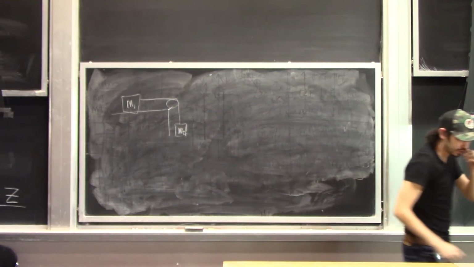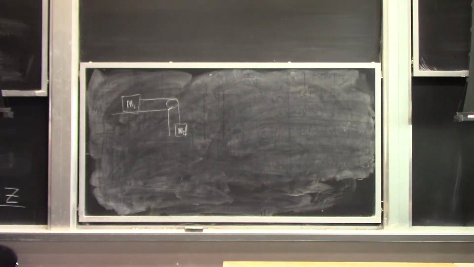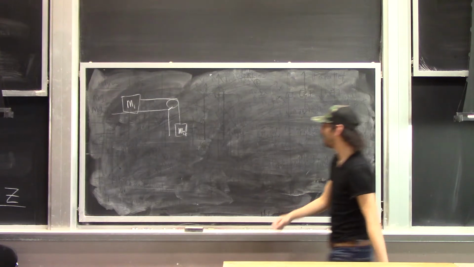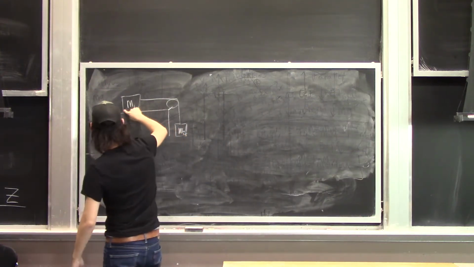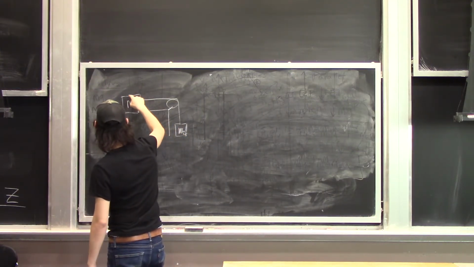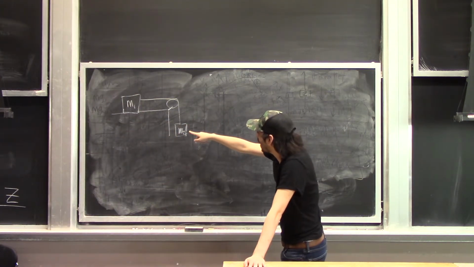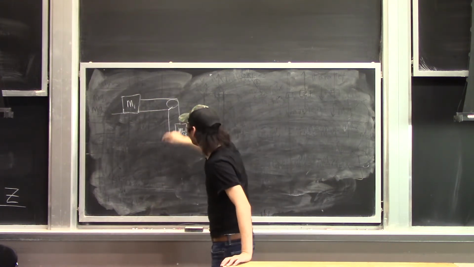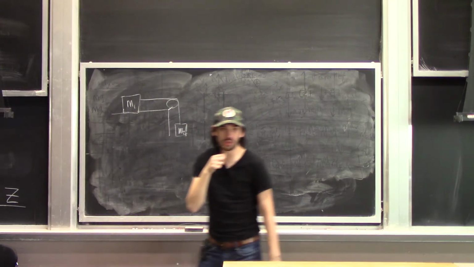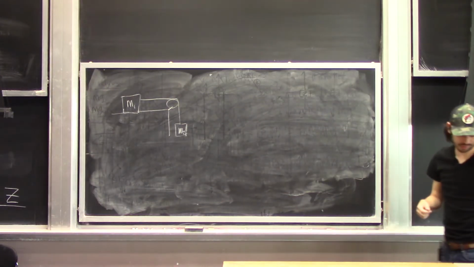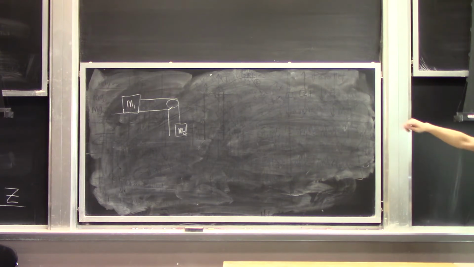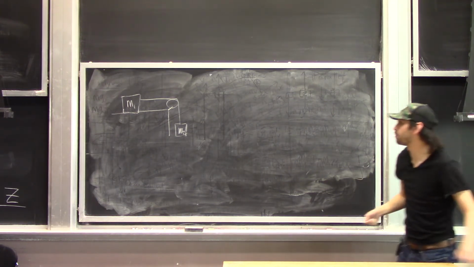Okay, so let's talk about this one. I already drew the situation: we have this block with some mass, I'm calling M1, on the table, and a block with mass M2 hanging off the side. What we want to do is find the acceleration of the system. So the next thing we can do is draw a free body diagram for each one of these objects.